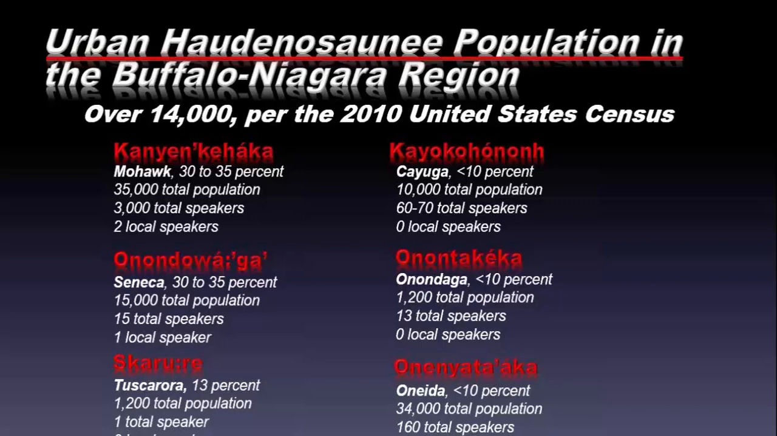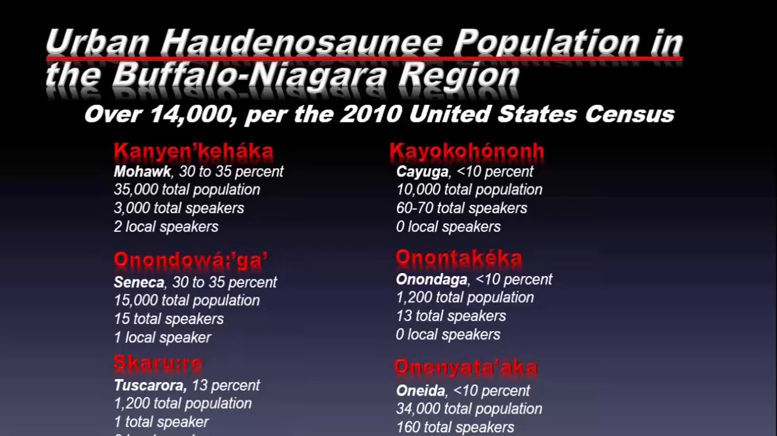There were two local fluent speakers still in the Buffalo area. The Senecas, even though they had a large population of 15,000, are down to 15 fluent speakers. Again, these are estimates. And there is one local fluent speaker here in the urban area. Tuscarora, there's around 1,200 Tuscaroras. That number's incorrect there. I think there's about 7 or 8 speakers right now in Tuscarora, but none in the urban area. The Cayugas, 10,000 population, 60 to 70 speakers. Onondaga, 1,200 population, they're at about 13 speakers. And the Oneidas have 34,000, and there you have about 160 speakers.